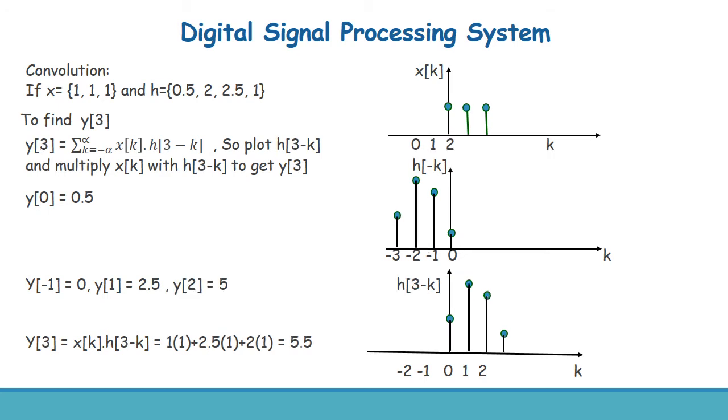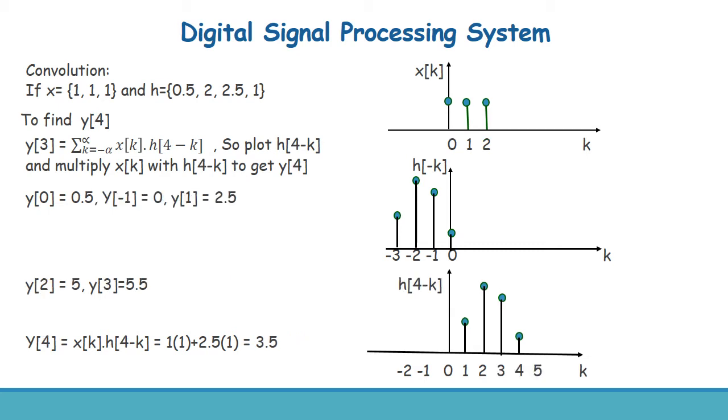Similarly, y of 3 you get as 5.5 and y of 4 you get as 3.5. What I am doing is the same thing. For y of 3, I have to shift h of minus k by 3 places, and to get h of 4 minus k, I have to shift h of minus k towards the right by 4 places.